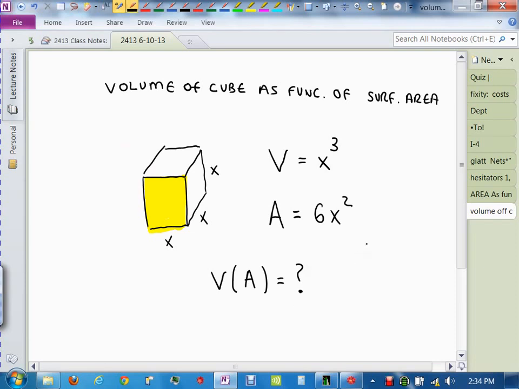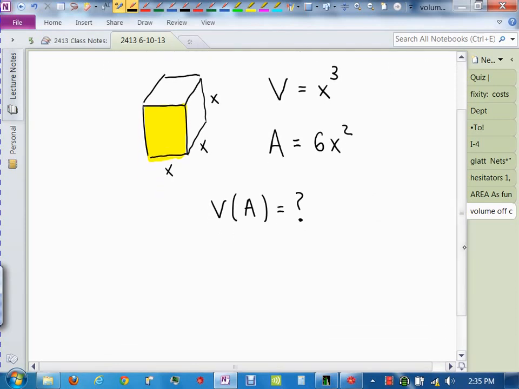Everyone understand the question, what we're trying to do? What do both the volume and the surface area formulas have in them? They both have an X, right? So why don't we try and solve the area formula for X? Take that answer and stick it right here for X. So I'm going to take this right here and solve it for X. How could I solve that for X? What would be the first thing you could do?